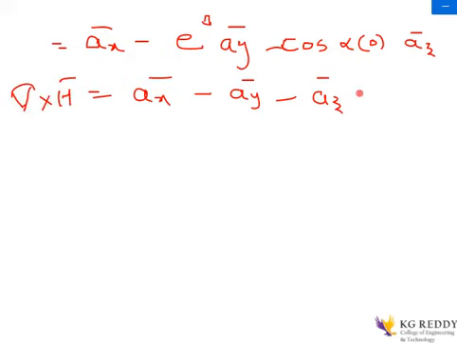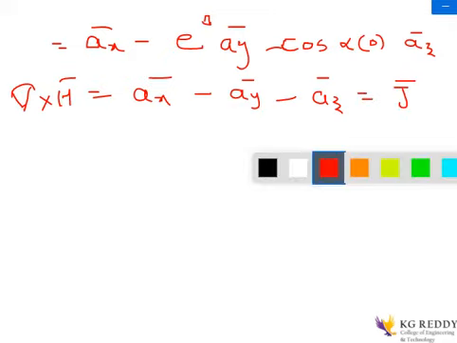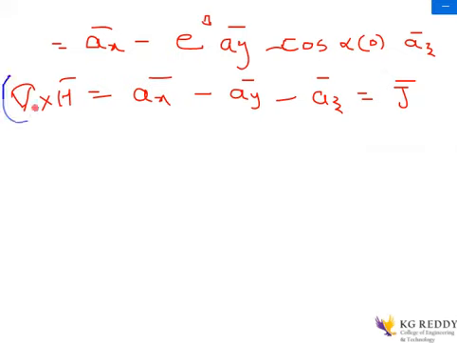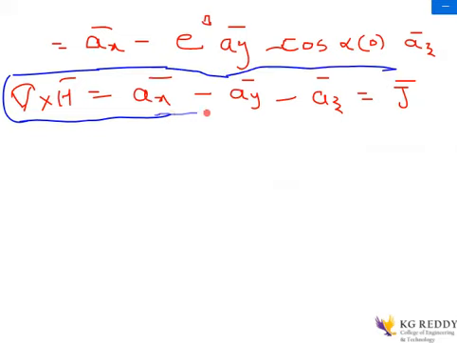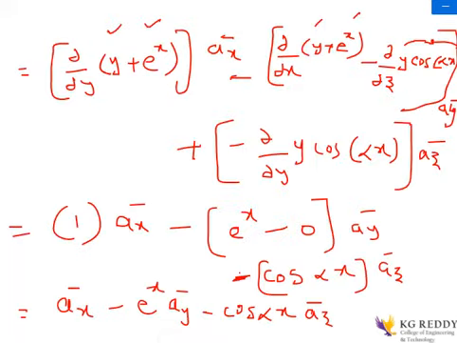So ultimately, what you will be getting, curl of H bar, is nothing but the current density. So here you can understand that whenever the H bar, the magnetic field intensity, is given, and if you are asked to find out the current density, simply do the curl of H bar, then you will be getting the value of J, okay. And don't forget in which plane it is lying, okay.